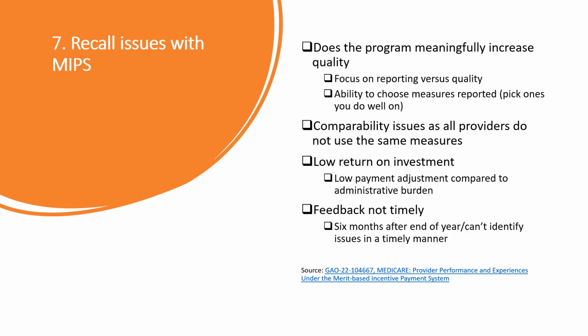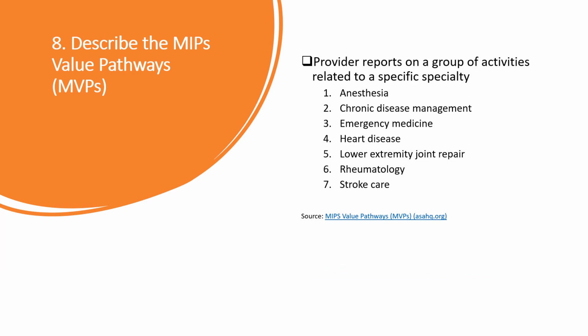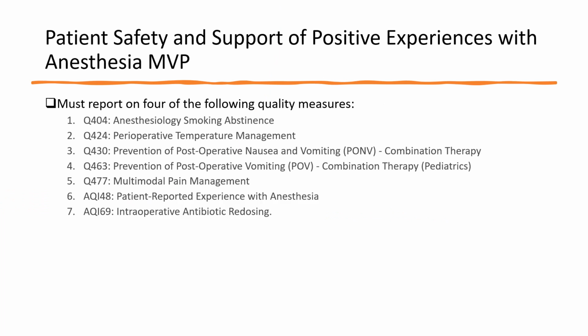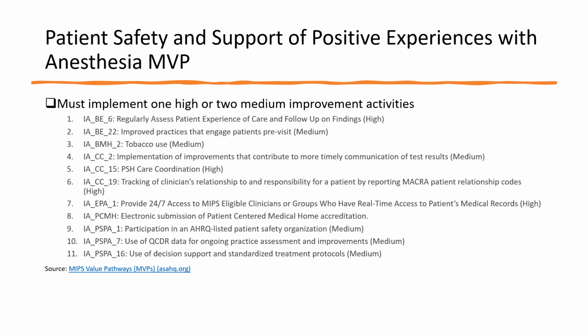Now, another way that physicians can meet the MIPS requirements is to participate in what is known as a MIPS value pathway, or an MVP. Currently, there are about 7 pathways that you can see listed here. Here's an example of the MVP for anesthesia. You can see here that they are required to report on one of the 4 following quality measures. And then in addition to that, they have to implement 1 high or 2 medium improvement activities. You can see there are 11 improvement activities. Some of them are medium and some of them are high. So if they do this and they report on 4 measures, they are meeting the requirements of MIPS and the quality payment program overall.